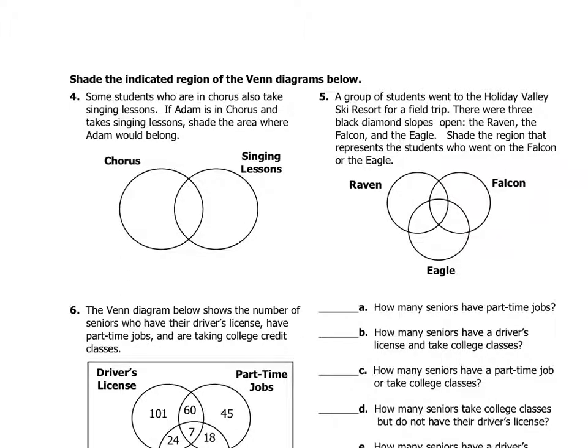Number 5 is, again, we're shading, and we're going to start at the beginning. We're to shade the region that represents students who went on the Falcon or Eagle. So a group of students went on a Holiday Valley ski resort trip. There were 3 black diamond slopes open: the Raven, the Falcon, and the Eagle. These are different ski slopes they went down. They want us to shade who skied down the Falcon or the Eagle. Falcon or Eagle. Shade the appropriate spots.